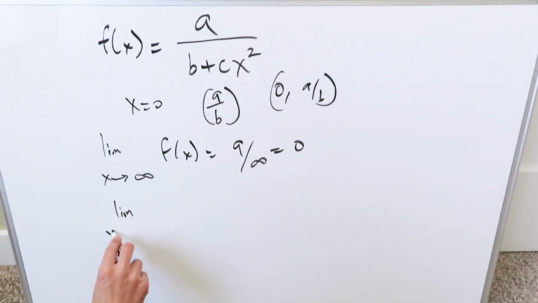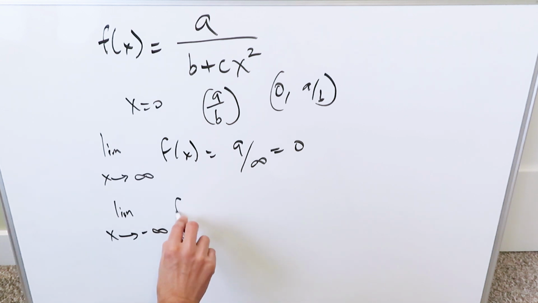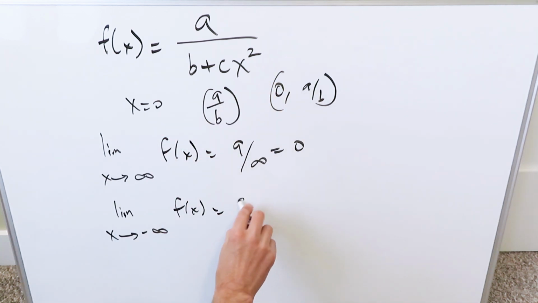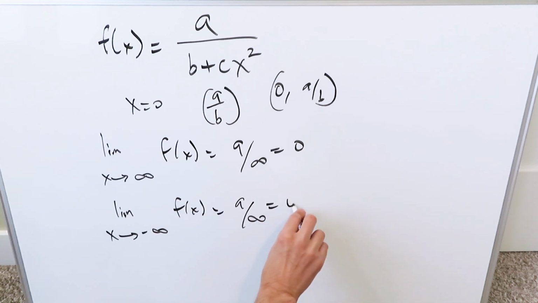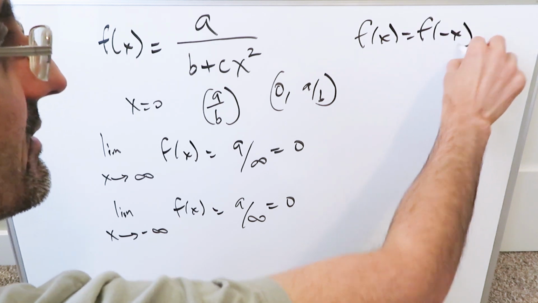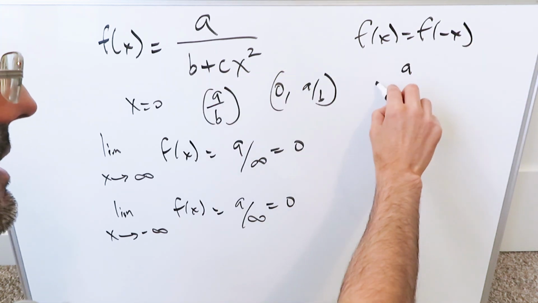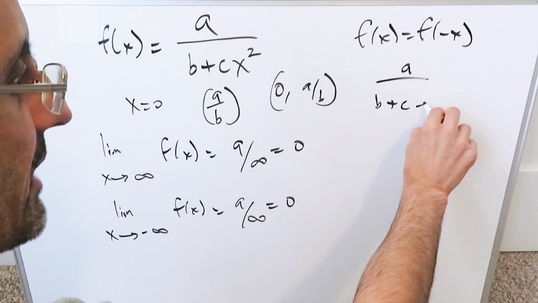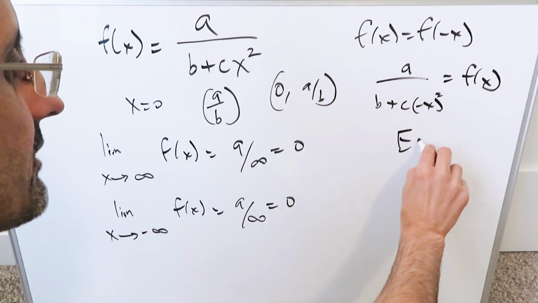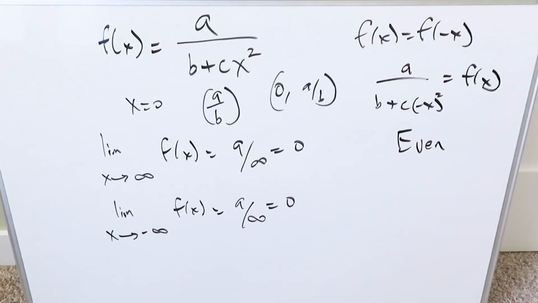If I were to say limit as x approaches minus infinity, the same function f of x, again the square converts the minus into positive and you're still looking at a over infinity. You're looking here tending towards 0. And the other thing is, this function is equal to f of minus x. If you run minus x over here, you're looking at a over b plus c minus x whole square, which is equal to the original function. It tells you it's an even function, symmetric around the y-axis.